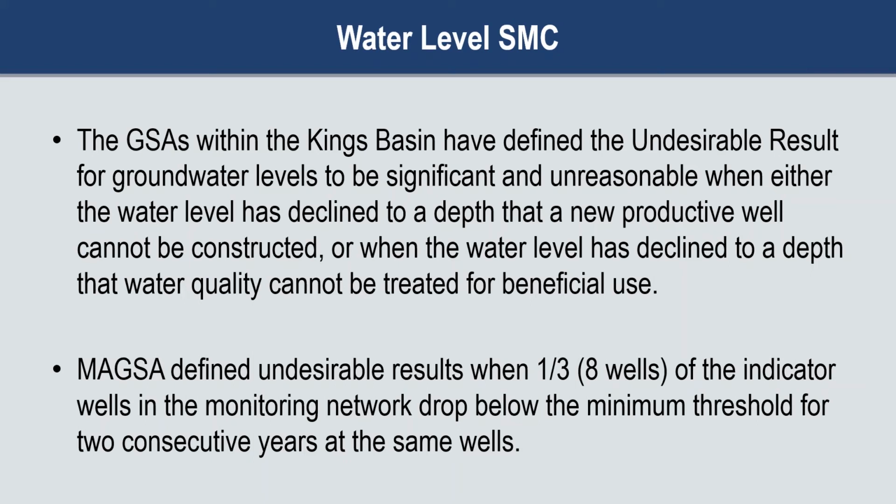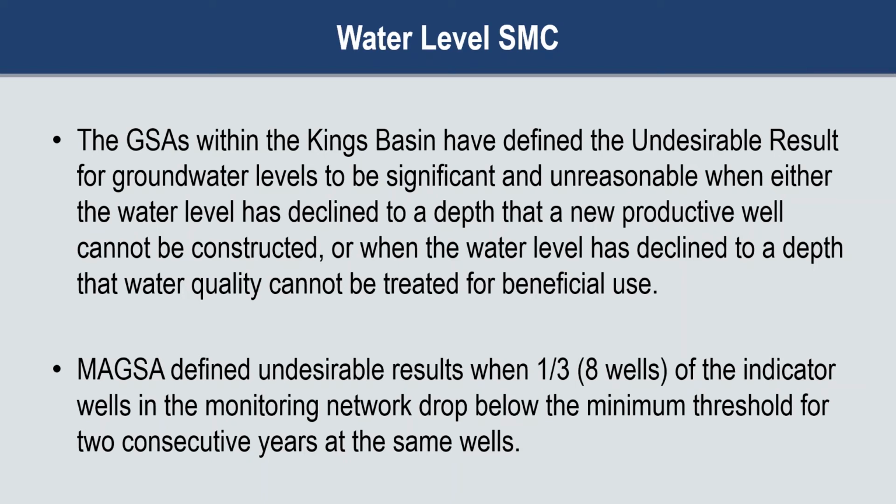And the second part, for decline to depth that water quality cannot be treated for beneficial use, there's areas within the Kings Basin where in certain aquifers where there's multiple clay layers and multiple aquifers, there's some that have bad water quality. So they want to make it so you keep productive wells out of that aquifer zone so that you have good quality water.